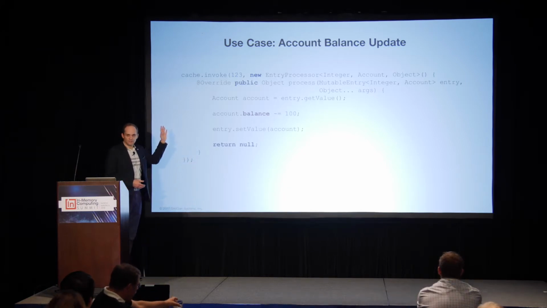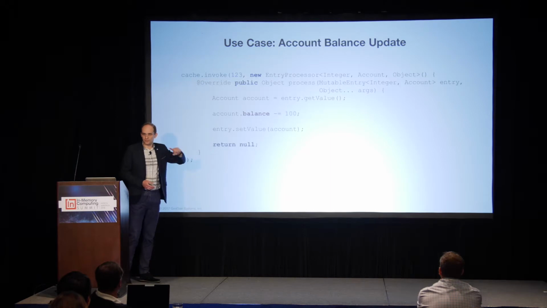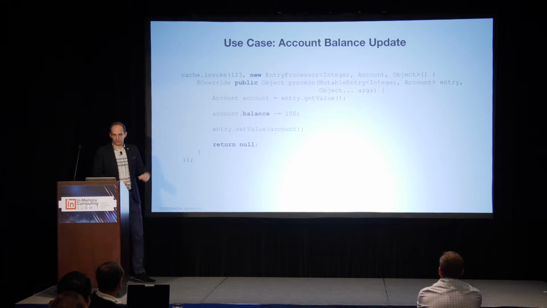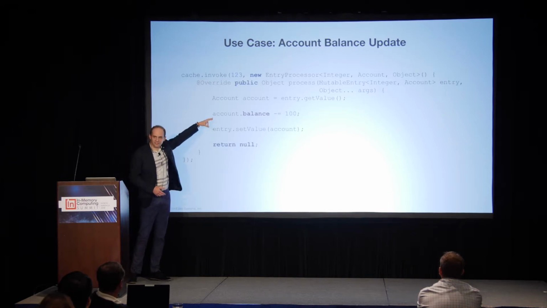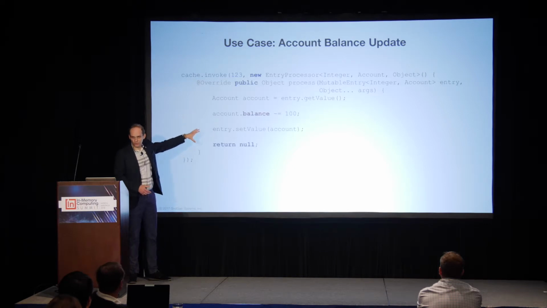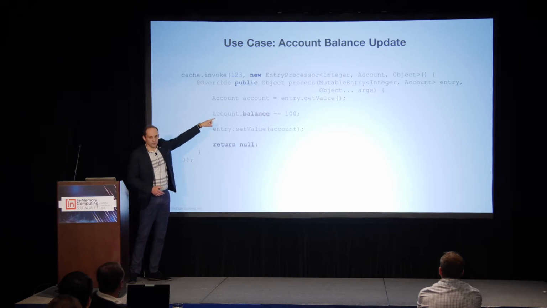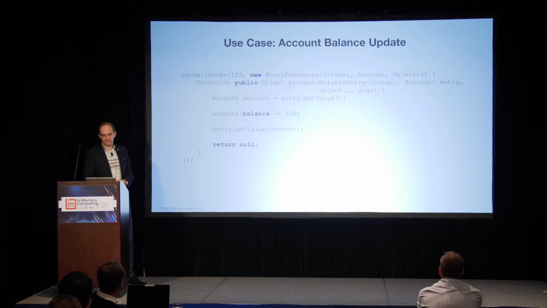So this way, we solve both problems. First of all, we do a single cache operation, so we don't have to go back and forth twice. We do a single round trip to the server node and back, and we don't transfer the account object across the network. All this code inside the entry processor happens on the server node, where this entry is stored. So this read that happens here is local to that node. The account object is never transferred across the network here.